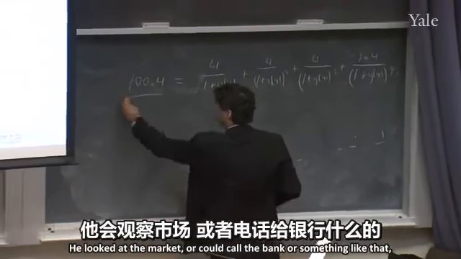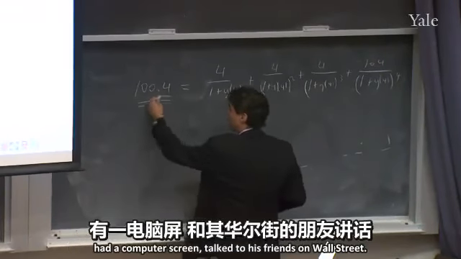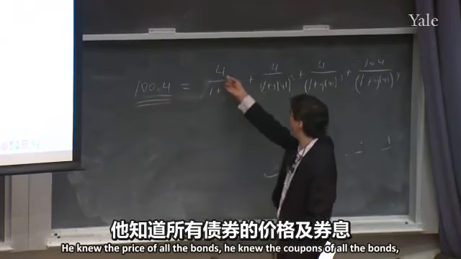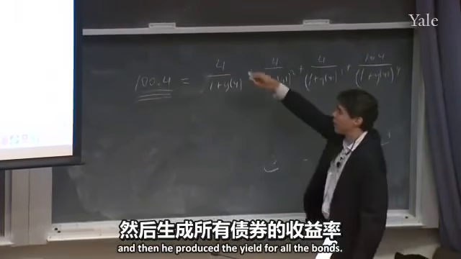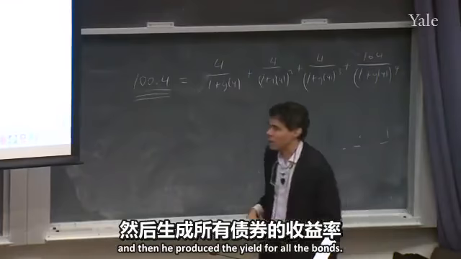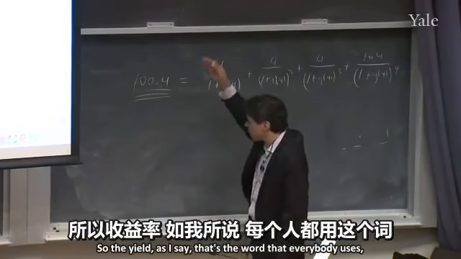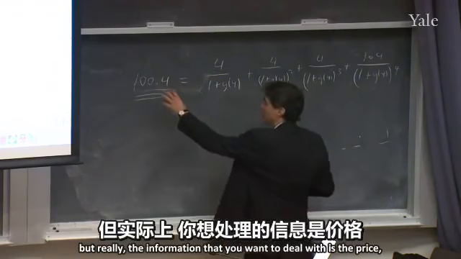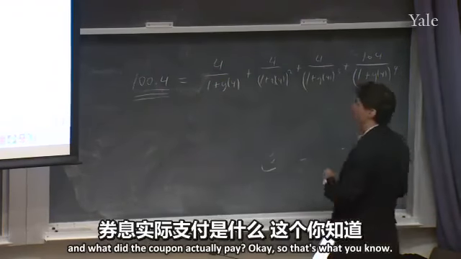He looked at the market, or could call the bank, had a computer screen, talked to his friends on Wall Street. He knew the price of all the bonds, he knew the coupons of all the bonds, and then he produced the yield for all the bonds. The yield is just the word that everybody uses, but really the information you want to deal with is the price and what the coupon actually pays.